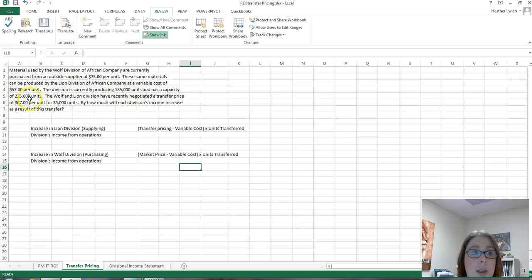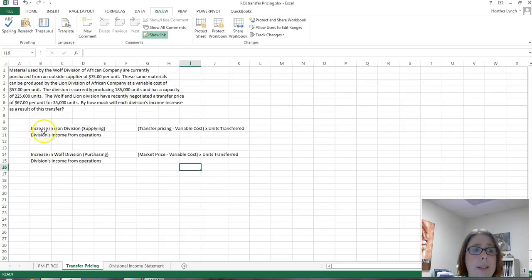I want to pause there for a second. They have the capacity to do 225 units. They're only doing 185,000. This allows the Lion Company to be able to do this. If they were at 225 units and the capacity was 225 units, then we probably would not consider producing these for them. Okay? The Wolf and Lion Division have recently negotiated a transfer price of $67 per unit for 35,000 units. By how much will each division's income increase as a result of the transfer?